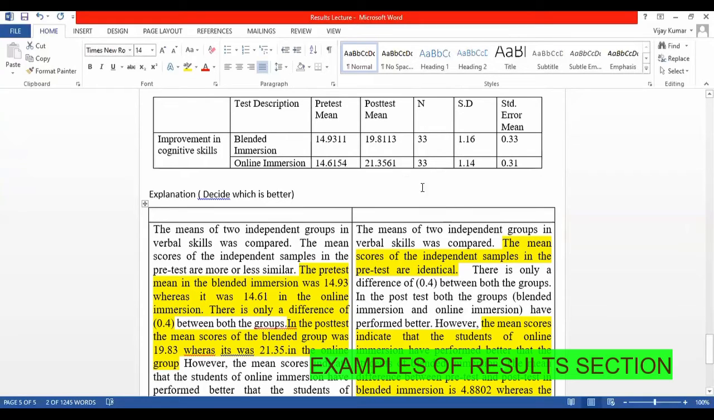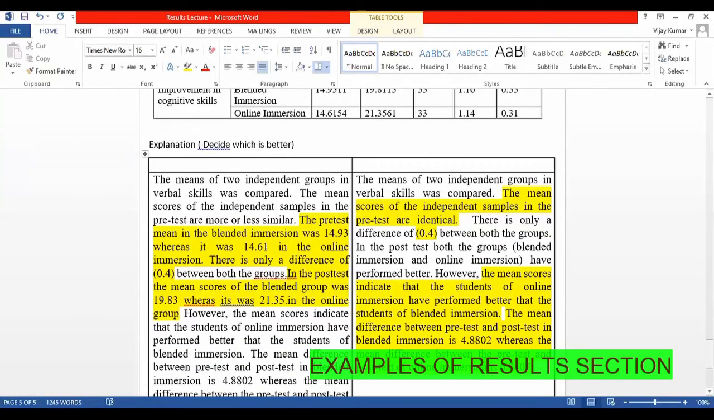See how I have explained in the second example. The mean scores of the independent samples in the pretest are identical because it's only 14.9, 14.6. So I say that the mean scores are identical and there is only a difference of 0.4. So I have not repeated what is in the table and I am only inferring the important values in the table. So look at my further explanation.